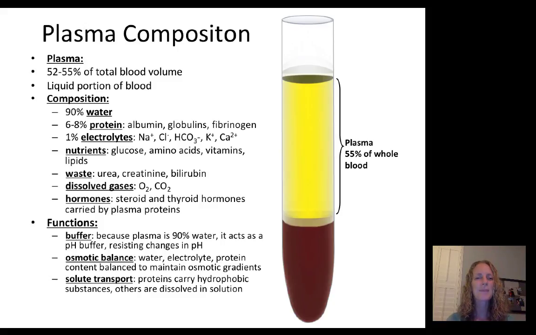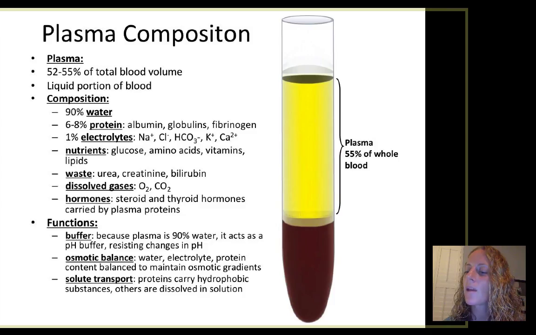Let's start with plasma. So plasma is the liquid portion of blood. It makes up about 52 to 55% of the total blood volume. I'm going to give you percentages for the plasma and all of the formed elements within the blood. Keep these in mind. You're going to do lab tests later that are going to help you to determine when these different percentages are out of balance.